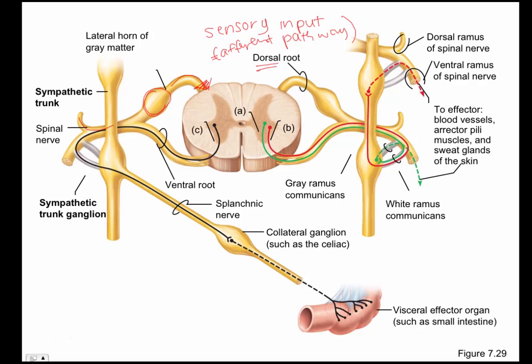Okay, and then efferent is always going to come in through this anterior horn or the anterior region of your spinal cord. So this is going to form that ventral root. And of course, it's going to be your motor output.